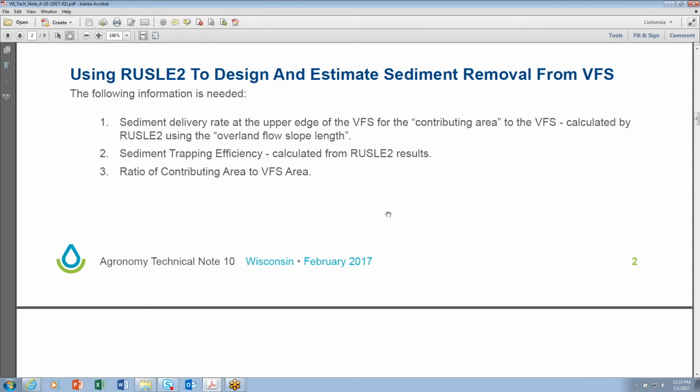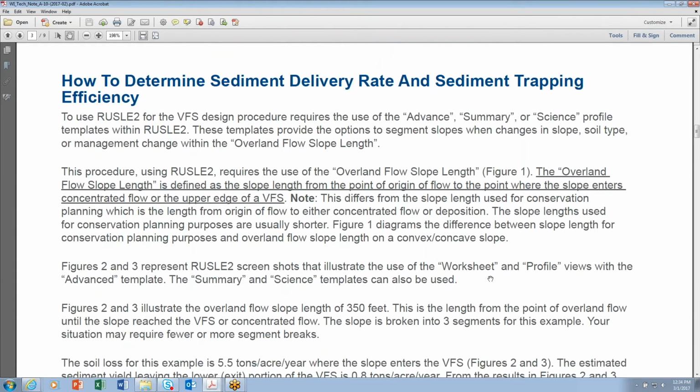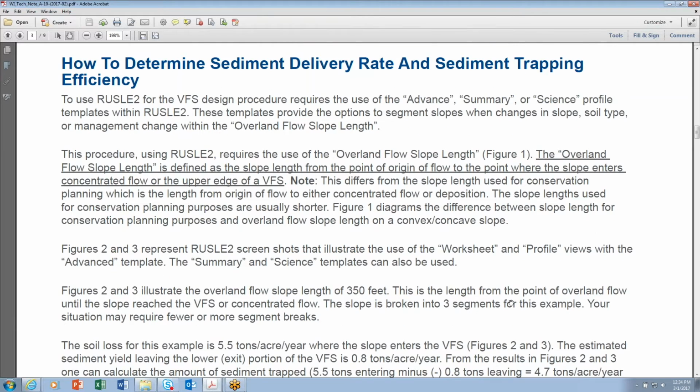And in RUSLE2, it's really pretty easy because you can do stretches. So you can see what that is. Maybe you've got 18% on the top 100 feet, and maybe you've got 12% for the next 180 feet. You can do stretches to determine what's going to flow across that filter strip, and the Tech Note will help you figure that all out. So I'm not going to spend a lot of time on any of this right now.